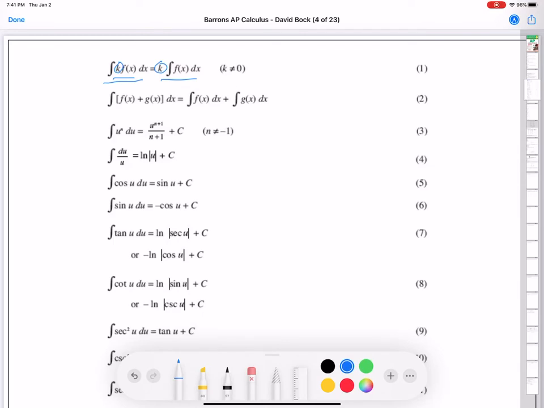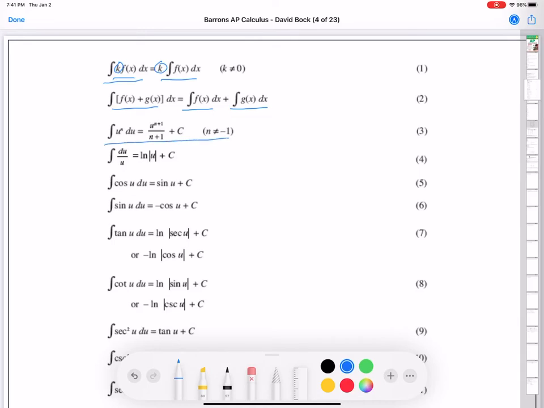These are really basic rules. And the second rule is the addition rule. Integral of f(x) plus g(x) is integral f(x) dx plus integral g(x) dx. You can find the integral of each function, f(x) and g(x). Okay, from number 3, the basic rules here.